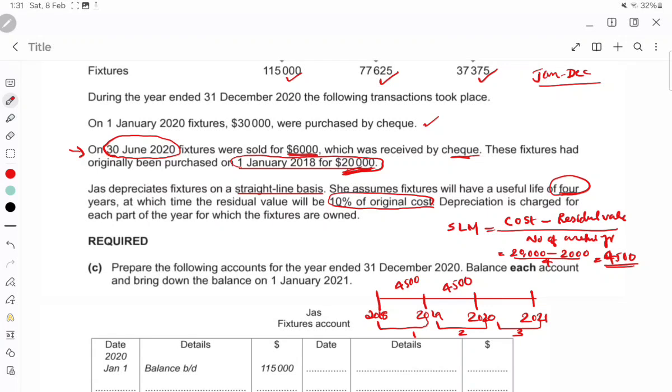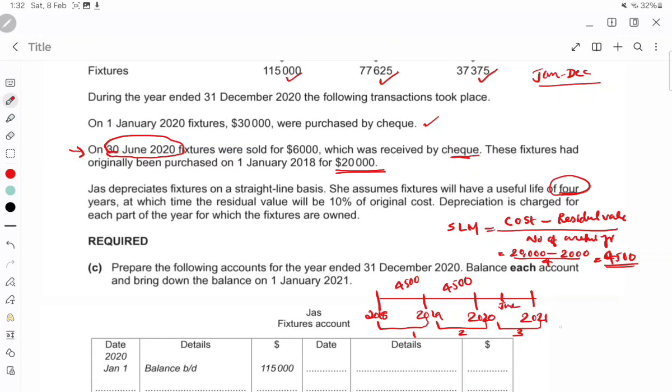But before charging the depreciation, just check: when you are selling the non-current asset in 2020, the cost of the fixture is 20,000, which you are selling on 30th June 2020. The financial year is January to December, and you are selling on 30th June. It means how many months you used: January, February, March, April, May, June. Only 6 months you used that. So up to June only you will charge depreciation.